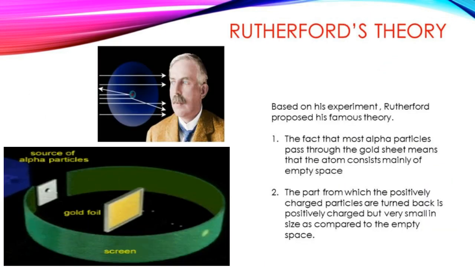Rutherford's theory. There were shortcomings in Thomson's theory. Ernest Rutherford gave a better understanding. Ernest Rutherford conducted an experiment. He bombarded a very thin layer of gold with positively charged alpha rays. The experiment of Rutherford is shown in the picture. Here you can see the source of alpha particles, the gold foil and the screen.